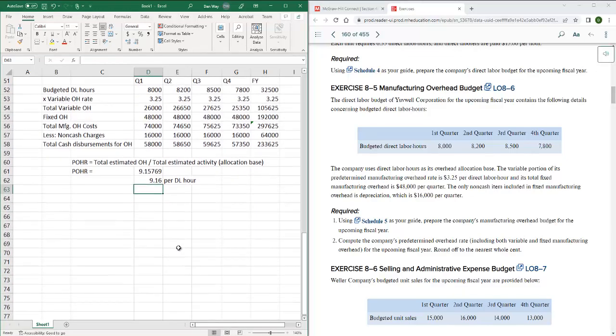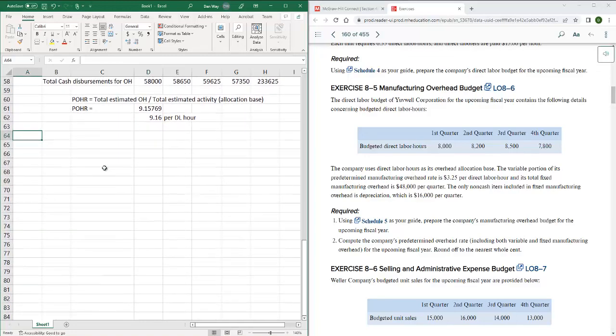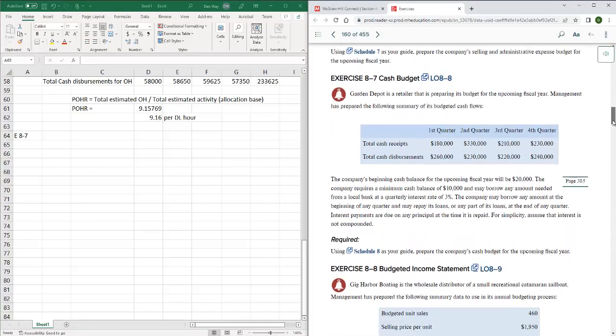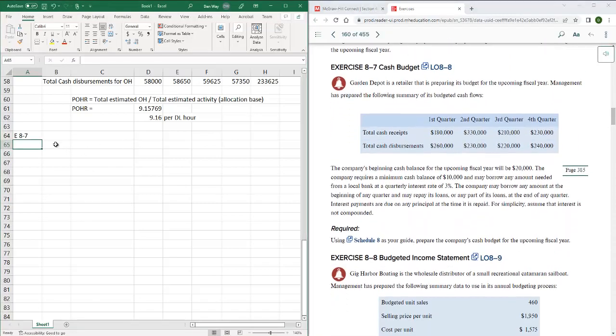I had one more exercise I wanted to make sure that I covered, and this is 8-7, just skipping ahead a tiny bit here, for a cash budget. Now 8-7 said Garden Depot is a retailer preparing its budget for the upcoming fiscal year. Management's prepared the following summary of its budgeted cash flows. So again, we know this quarter by quarter, cash receipts and cash disbursements.